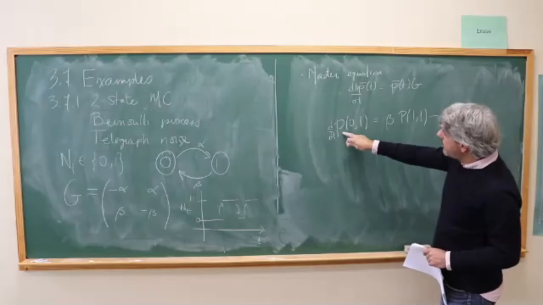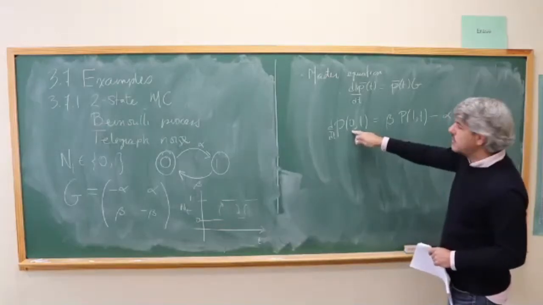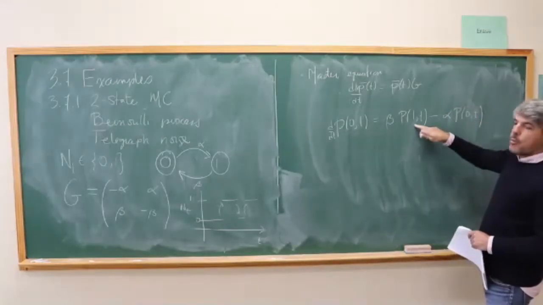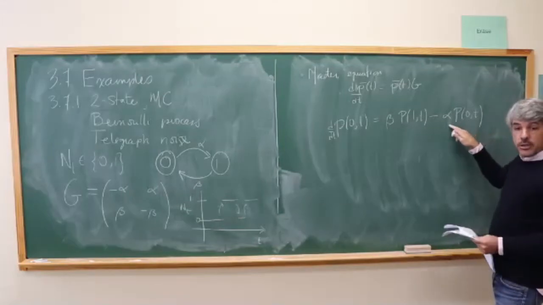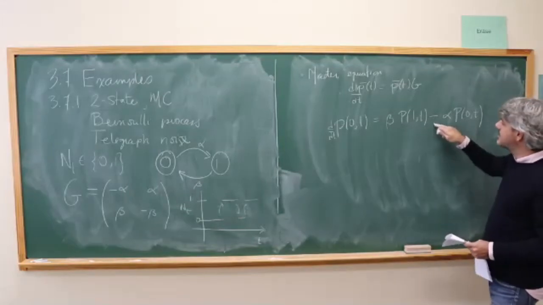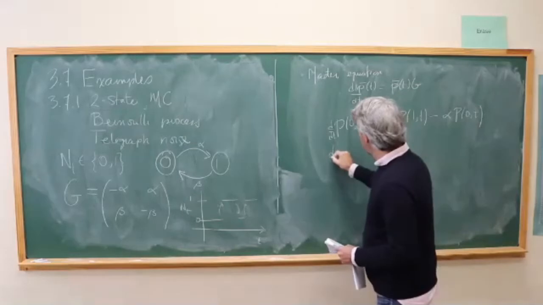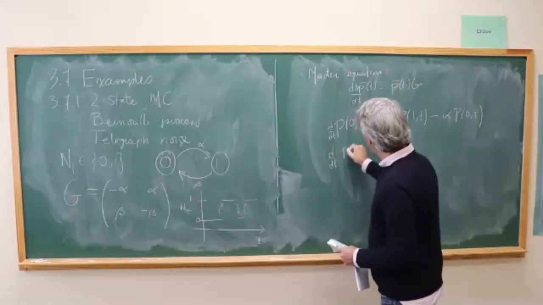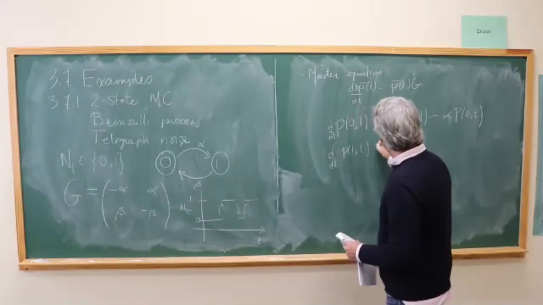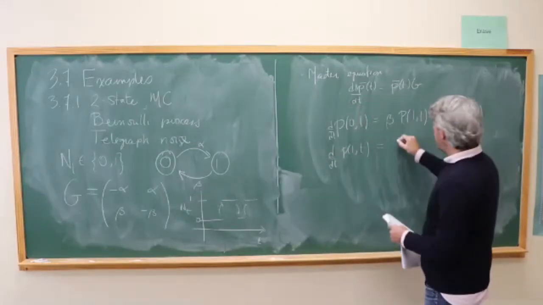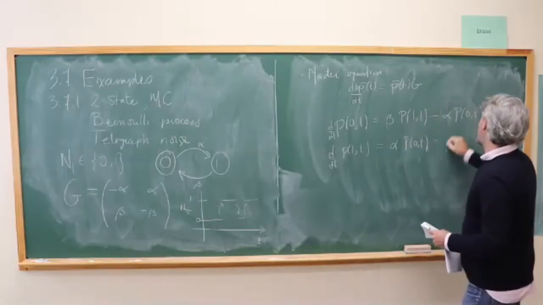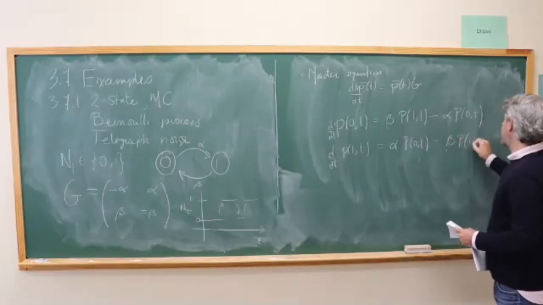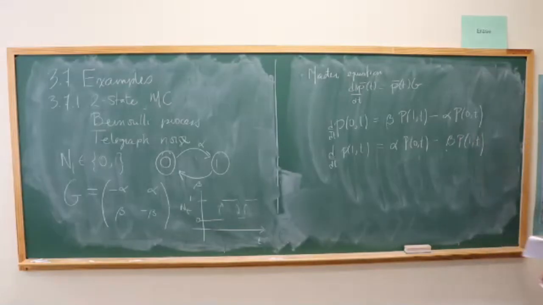This is the master equation in the other form that we've seen, and it makes sense. The variation of probability at 0: either I'm coming from 1 with rate beta, or I'm leaving 0 with rate alpha. The fact that I'm leaving means that I have a minus sign. The time derivative of the probability to be at 1 will be very similar: either I come from 0 with rate alpha, or I'm leaving 1 with rate beta. So this is the master equation.